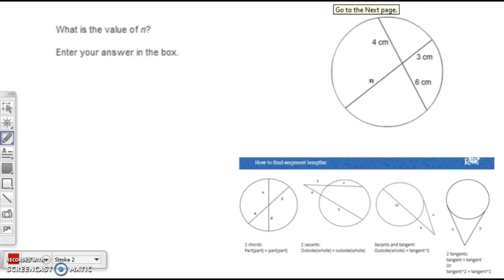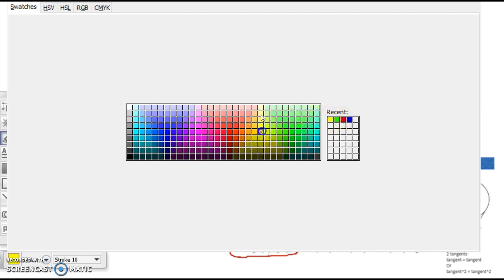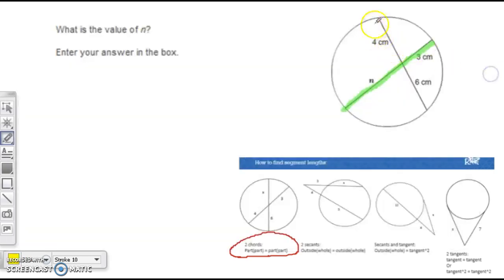All right, what is the value of N? So we're kind of switching gears here. We don't have a tangent anymore. We have 2 chords. Remember, a chord is just from one side of the circle to the other. If we look down here, our formula, and these are not on the formula sheet, they do have to be memorized, is part times part equals part times part. When I say part times part, I mean they have to come from the same chord. So I'm going to color code my chords. So I have a yellow chord and a green chord.